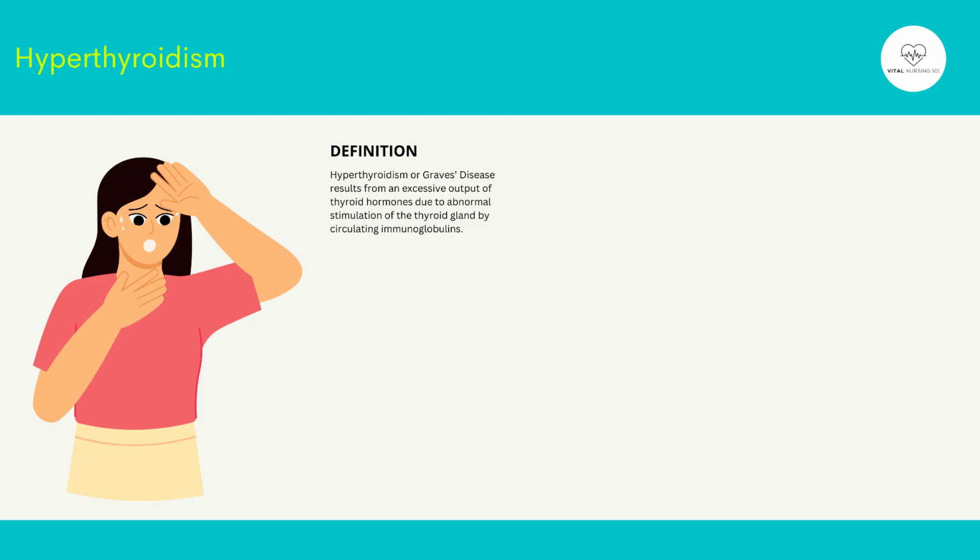The disorder affects women 8 times more frequently than men and peaks between the 2nd and 4th decades of life. Hyperthyroidism is the second most prevalent endocrine disorder after diabetes mellitus.